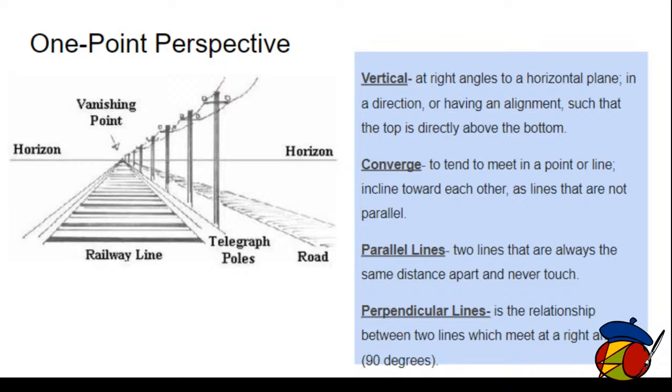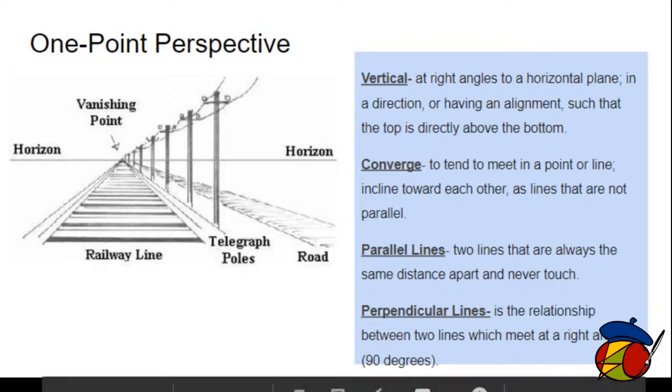And also what tells us that these telephone poles are receding into the distance is that if we draw lines through the bottom and the tops, we notice that they converge to the vanishing point and that the horizontal distance between them gets smaller. Their size, in effect, gets smaller as well.